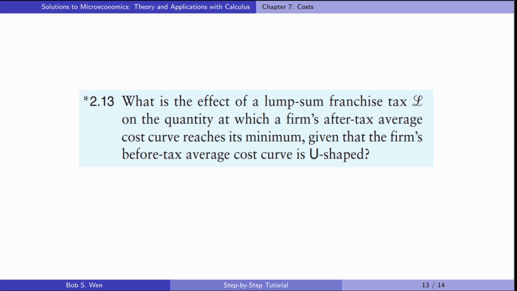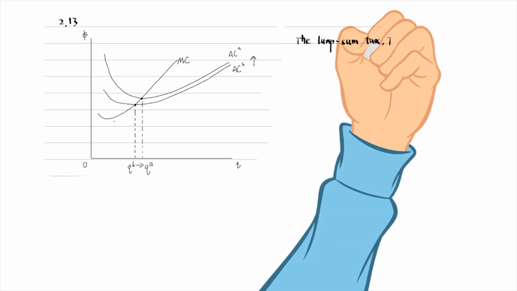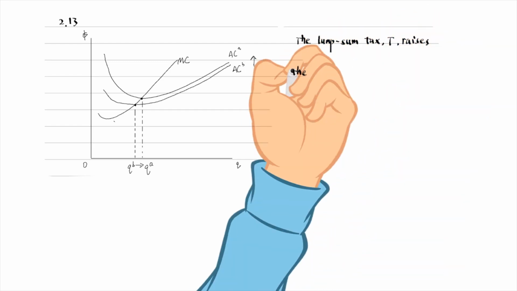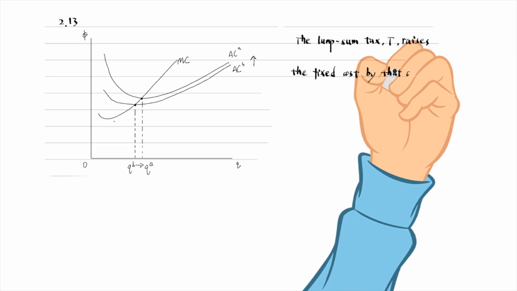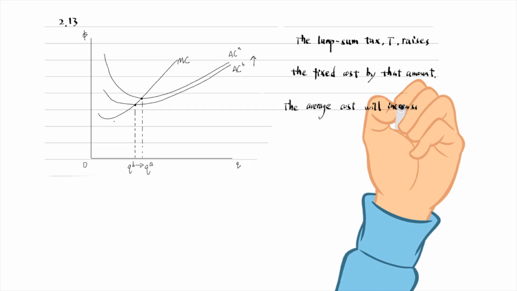Let's solve exercise 2.13. What is the effect of a lump sum franchise tax on the quantity at which a firm's after-tax average cost curve reaches its minimum, given that the firm's before-tax average cost curve is U-shaped? The lump sum tax T raises the fixed cost by that amount. The average cost will increase by T over Q for each output level.